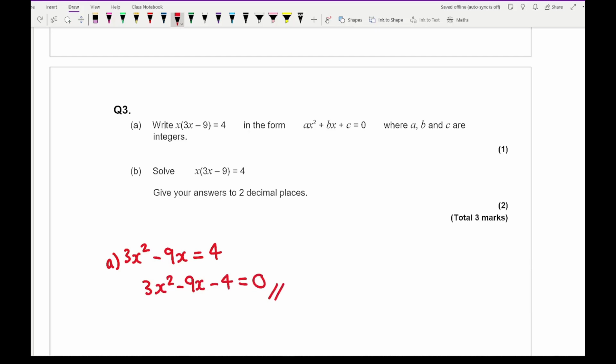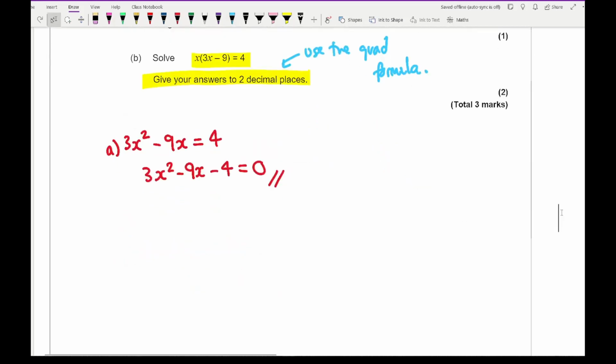The next question then says solve the equation. So solve, and notice that this is exactly the same as this. And we want to give your answer to 2 decimal places. Now that means that this does not factorize, and we need to use the quadratic formula. Looking at this, and with it being 3 marks, I know some Casio calculators have got the quadratic formula already programmed, so it's just a case of going through some menus. However, it's really important that you do show working out to get maximum marks. So a equals 3, b equals minus 9, and c equals minus 4.